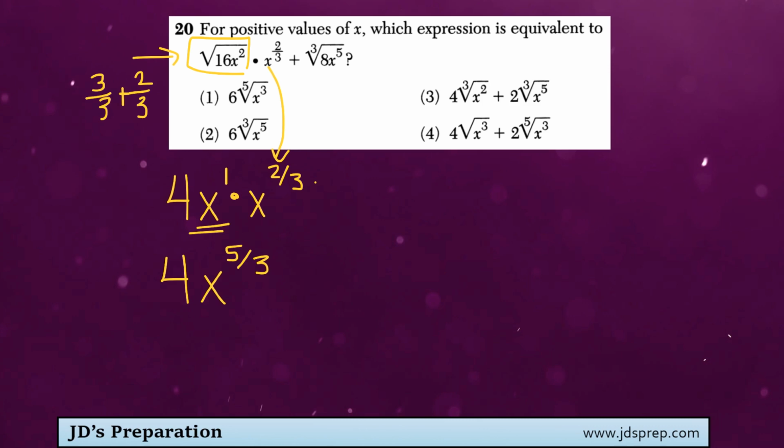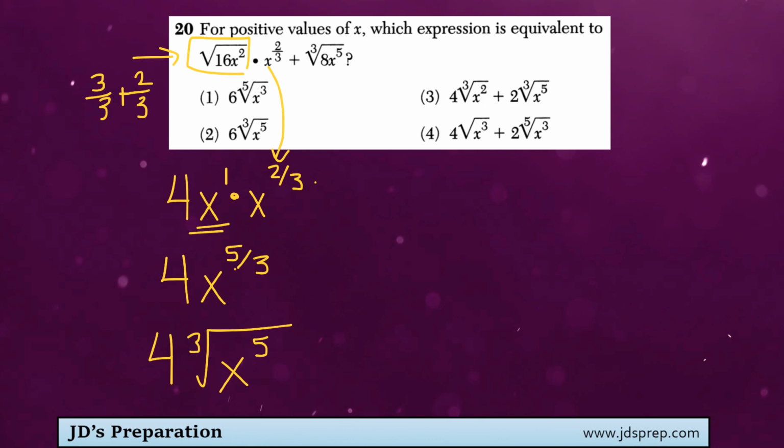Great. Now, based on our potential answers, we need to rewrite this back in radical form. So I'm going to leave the 4 alone, and then x, in radical form, we're going to put the 5 inside here with an index of 3.